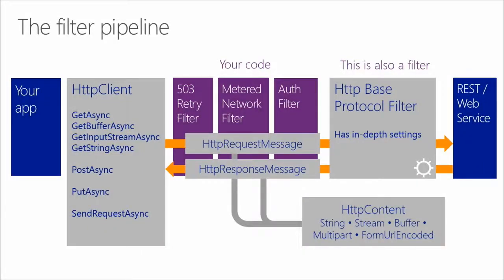Oh, just before I move on from HttpClient, I showed you some fairly simple stuff here, but actually it is a whole pipeline, and you can plug code into different bits of it. So retry filters, those purple blocks in the middle, are modules that you can code yourself and plug into that HttpClient pipeline. The one on the right in the grey box, the HttpBaseProtocolFilter, that is also a filter, and it's one that's given to you.